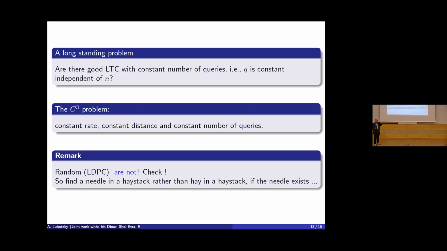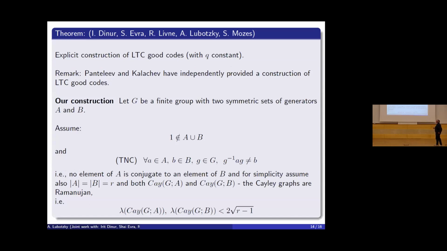We can say it in Hebrew, then I wrote it in English. If you know that random codes satisfy the property, and you want to look for an explicit construction, then we are looking for a needle in a haystack rather than a head in a haystack, where it is not even clear that the needle exists at all. So in English, we need a needle in a haystack if the needle exists at all.